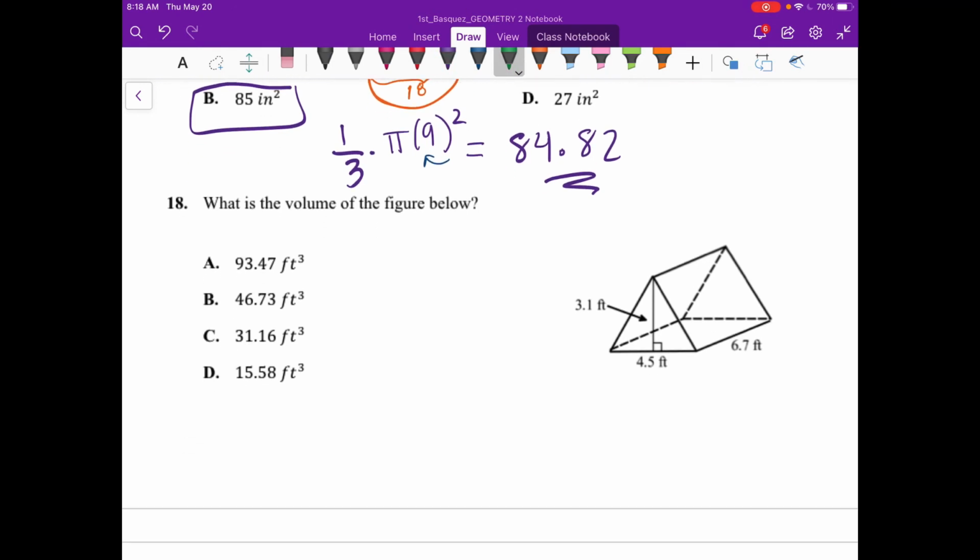And last question, what is the volume of this figure? First, you have to identify what do I have here? What kind of three-dimensional figure do I have? Do I have a pyramid? Do I have a cone? Do I have a prism? Like, what is it? And hopefully you recognize that this is a prism because there are two bases.